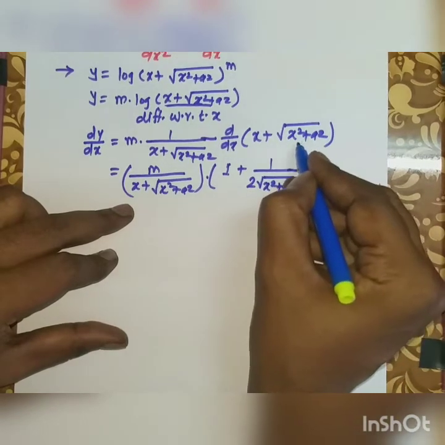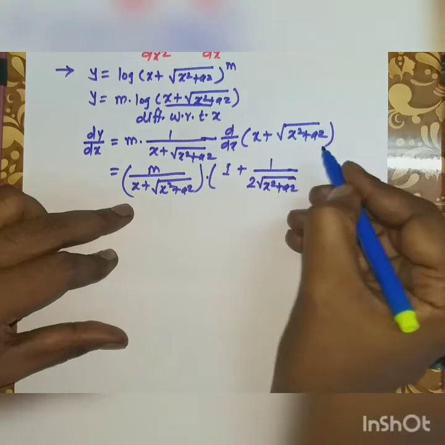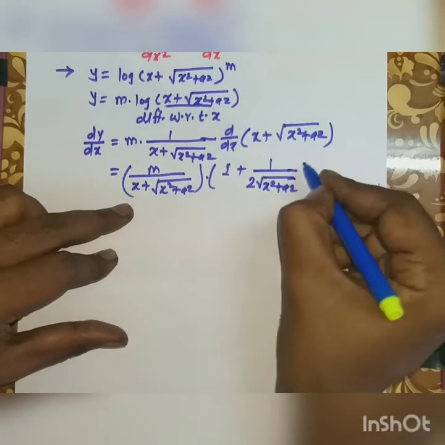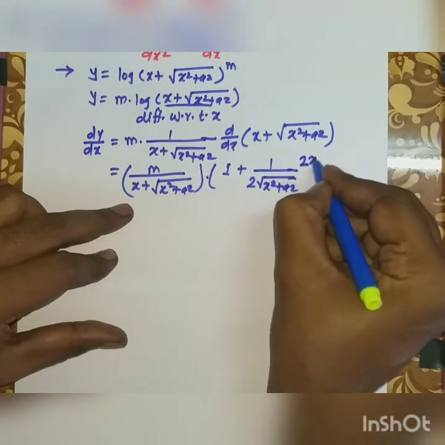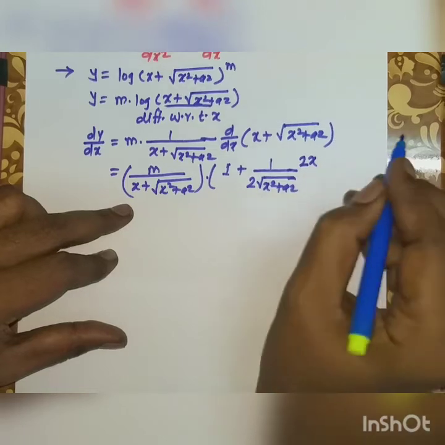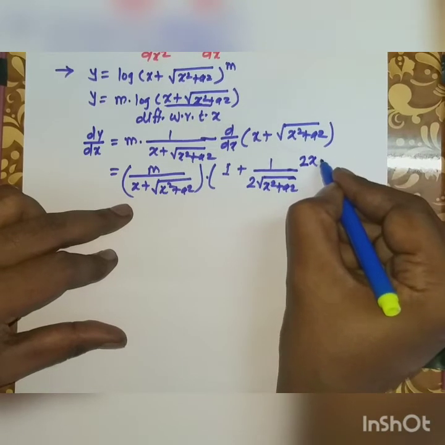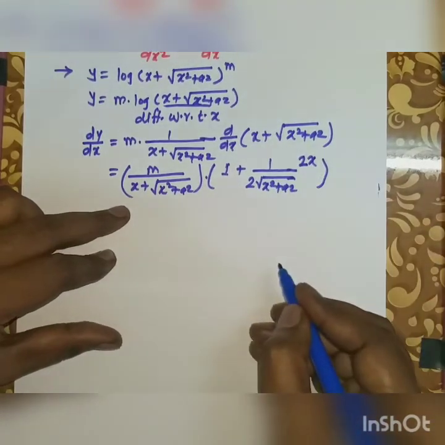Again, root x square plus a square is a function of a function, so take its derivative. The derivative of x square is 2x. A square is a constant, its derivative is 0. We cannot write plus 0 here because the value does not change.